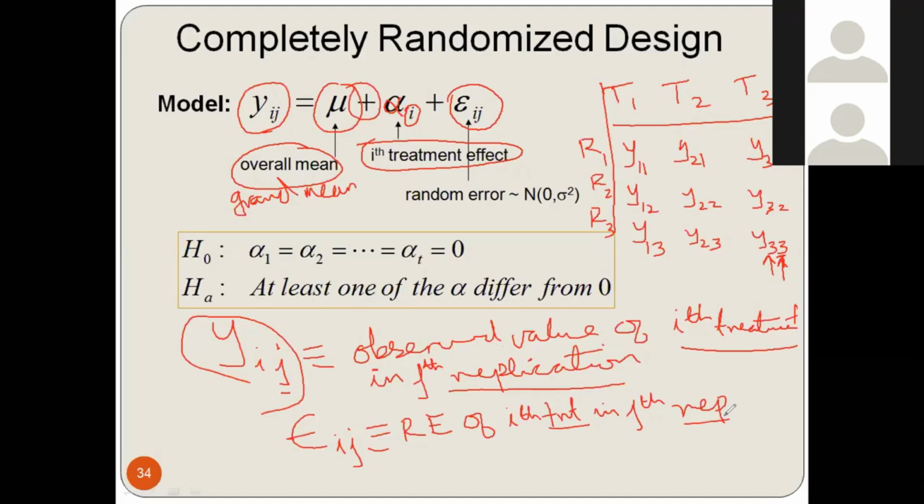Clear? So this is how we explain each component. This is called the model for the CRD. Write down: model for the completely randomized design. It is the mathematical model for the completely randomized design. So each observation can be partitioned into three components: the grand mean or overall mean, the treatment effect, and the remaining part, which is called the random error.